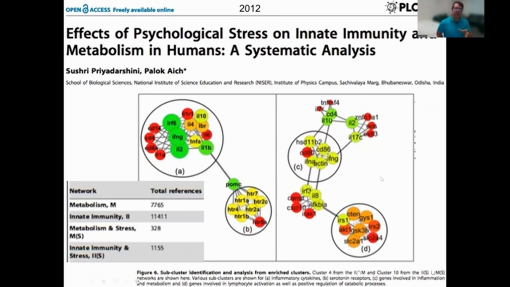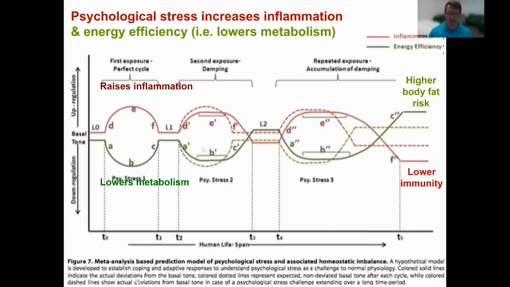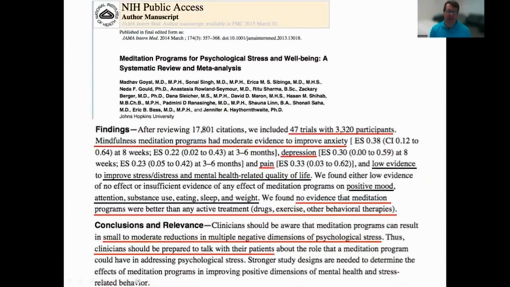Okay, so just looking at the stress component, this is a paper where they used machine learning to pull in what has been learned from several thousand papers on psychological stress and how it impacts immunity and metabolism. And what they found is that with recurrent bouts of psychological stress in life, our inflammation ratchets up sequentially and our metabolism ratchets down, increasing the risk of metabolic disease, increasing body fat, and obesity risk. So what can we do in terms of managing our psychological response?